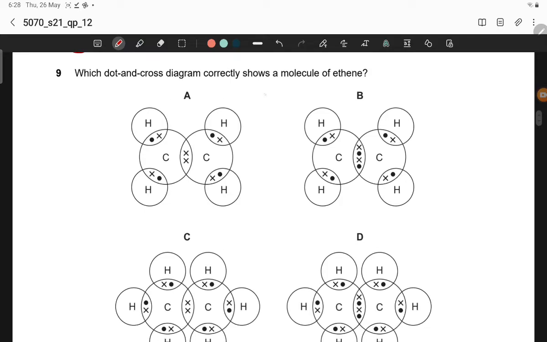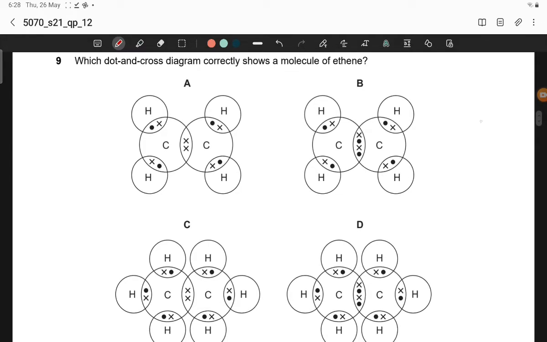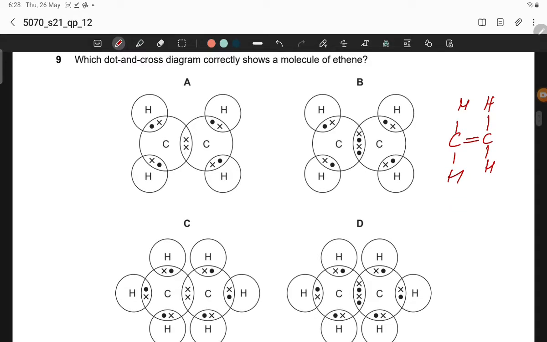Which dot and cross diagram correctly shows a molecule of ethene? This is the structure of ethene. It means between carbon and carbon there is a double bond. This one is incorrect because only one electron is there. This structure is like this. This is incorrect.